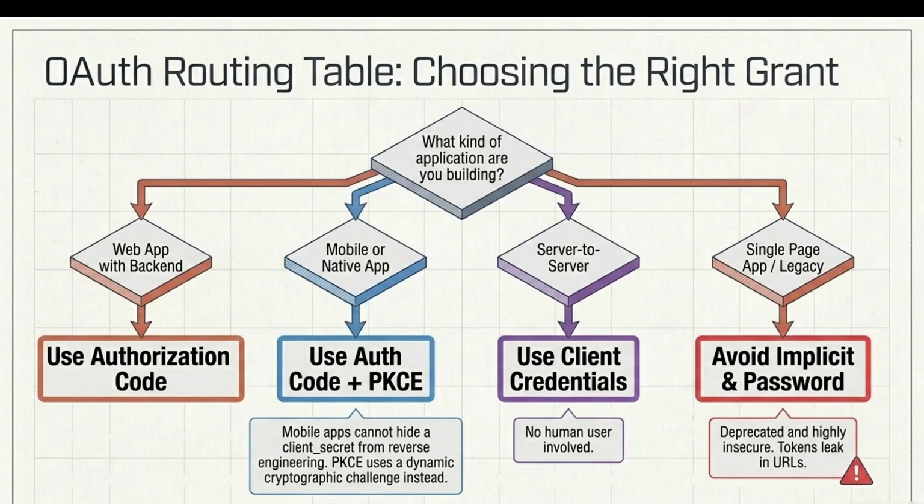So these are the many types of methods through which we can set up authentication. The first one is, in a web application with backend, you can use the authorization code method. And if it is a mobile or native app, you can go with auth code plus PKCE, where PKCE is proof key for code exchange. Proof key for code exchange.